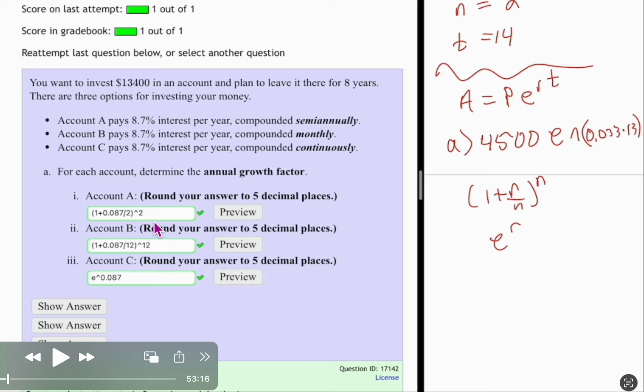So in A, I've entered 1 plus 0.087, because they're all using that 8.7%, divided by 2, because it said semi-annually for this first one, to a power of 2. This one, you'll notice I changed it to 12 because it was monthly. So the 12 went there and the 12 went in the power. And this is a continuous problem, so we have to use e to that rate.